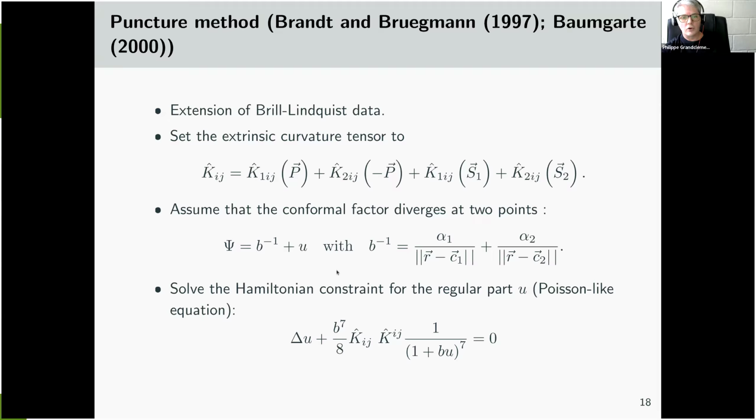And what you do, you solve the Hamiltonian constraint equation, which is the only equation that remains, for this U, which is the regular part of psi. So you take out the diverging part of psi analytically, and you solve for this U in order for the constraint equations to be fulfilled. In that case, the constraint equation takes this form here. It looks like a Poisson equation as before, except due to the presence of the extrinsic curvature tensor, you have this additional term here. And so once you know U, you can reconstruct your full solution.